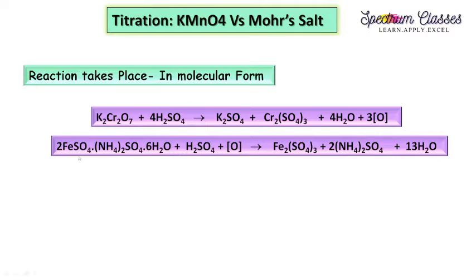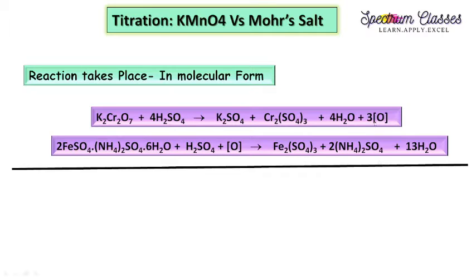K2Cr2O7 gets reduced and it works as an oxidizing agent for the ferrous ammonium sulphate. So here we have the formula of ferrous ammonium sulphate, which we are using in this experiment in place of iron ore. On reaction with this nascent oxygen, it gives Fe2(SO4)3, and the ammonium sulphate remains unreacted, plus 13H2O. On balancing these two equations, in the first equation 3 nascent oxygens are produced, whereas in the second equation only 1 nascent oxygen is consumed. So we need to balance this equation.